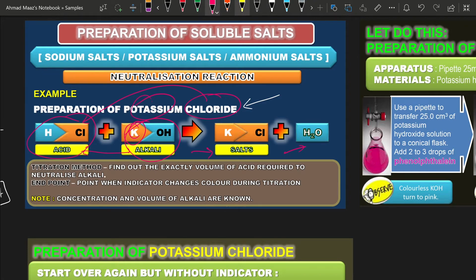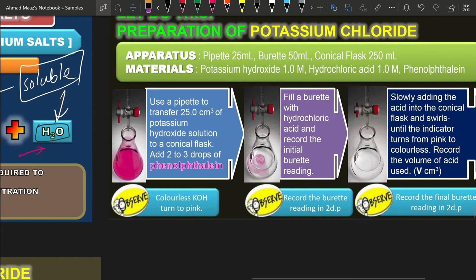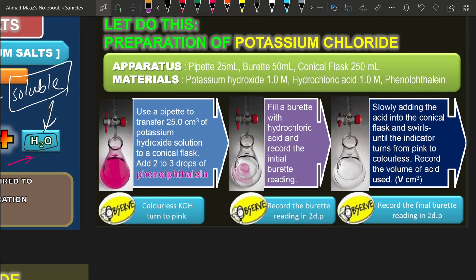Potassium ions will react with chloride ions to get potassium chloride, and this potassium chloride is obviously aqueous because it is a soluble salt, and you will obtain water. All the reactants and products are soluble. All the reactants and products are liquids. So what you'll do is carry out titration. This experiment that we do using an indicator, where we neutralize an acid and alkali, this is titration.